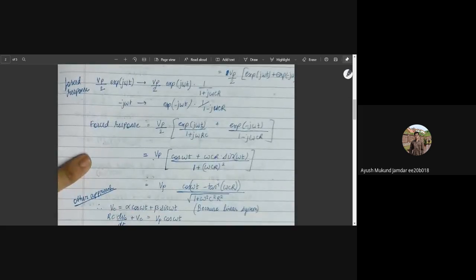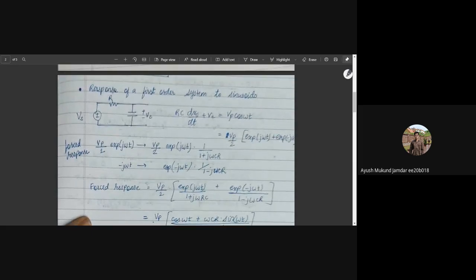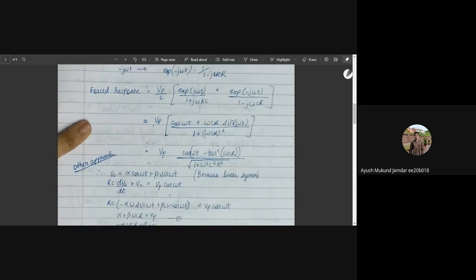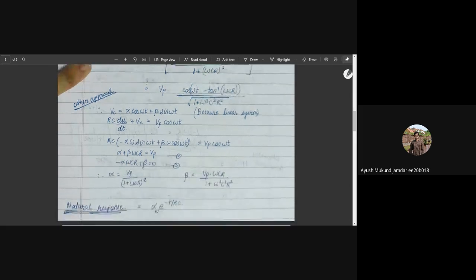Another approach to solving this can be that we know that it is a linear system, so the capacitor voltage Vc should be something times cos omega t plus something times sin omega t. There might come a phase difference of pi by 2. Taking these alpha and beta as constants to cos and sin omega t, putting the Vc value back into the equation, we can solve for alpha and beta, and the value turns out to be the same. Alpha turns out to be Vp by 1 plus omega CR whole square, and the beta value as well.